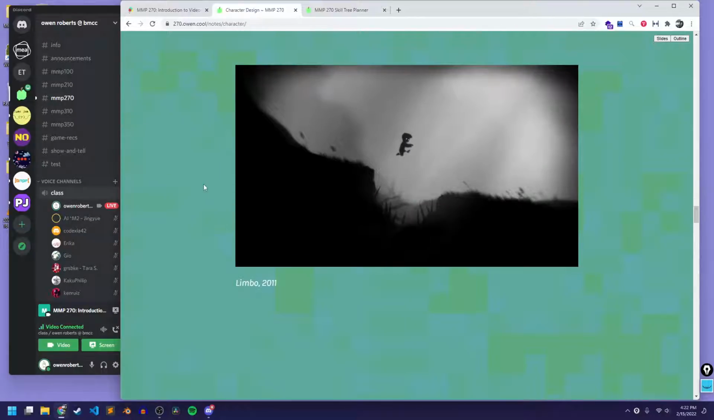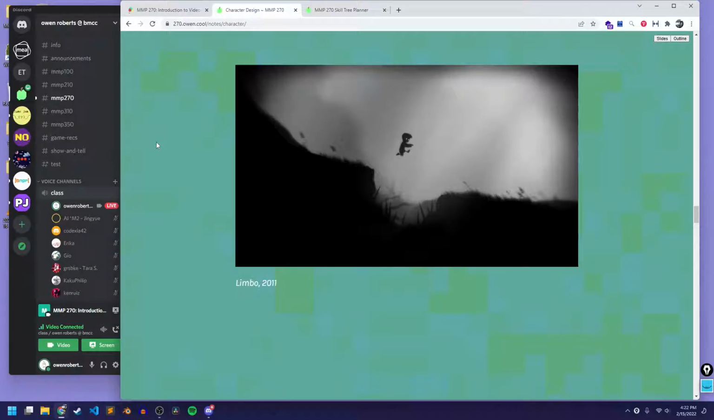So another game from a couple years later that uses a similar palette is the game Limbo. I don't know if you guys have seen this. It's a really pretty game, and I think it was pretty popular at the time it came out as an indie game. It's very moody and dark, and it uses sound, mood, and aesthetics really well to create the experience of the game.